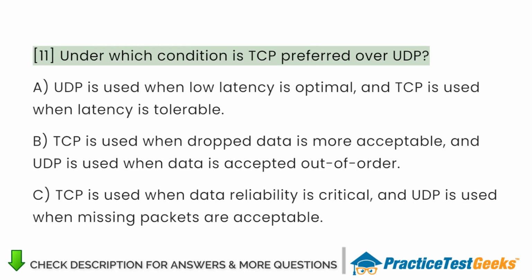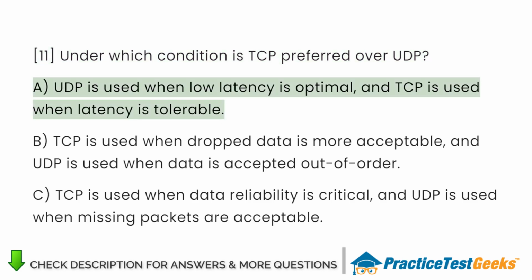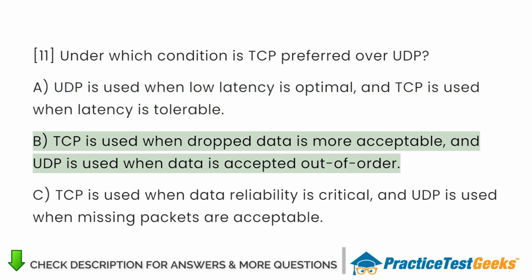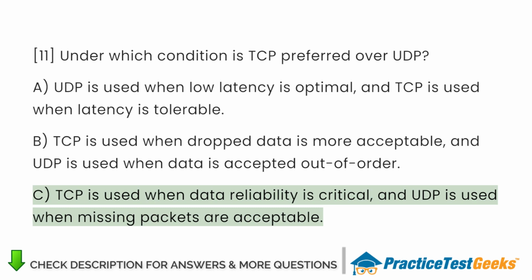Under which condition is TCP preferred over UDP? A. UDP is used when low latency is optimal, and TCP is used when latency is tolerable. B. TCP is used when dropped data is more acceptable, and UDP is used when data is accepted out of order. C. TCP is used when data reliability is critical, and UDP is used when missing packets are acceptable.